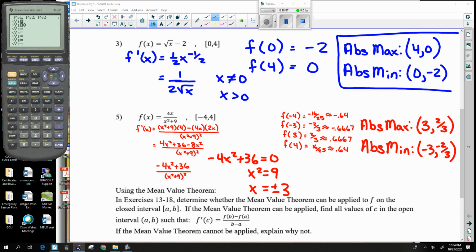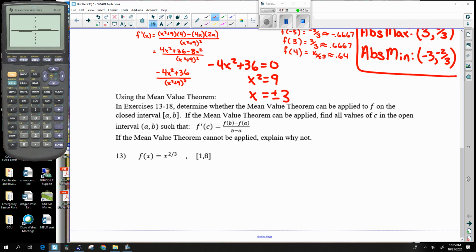This is one that I'm going to check out real quick. So we have 4x divided by x squared plus 9. Okay, I believe it. It doesn't rise or fall very much, but you do see that it has a general sway to it. So okay, I believe it. All right, using the mean value theorem. The mean value theorem states that it has to be continuous on a closed interval, differentiable on an open interval, and then the instantaneous rate of change is going to be equal to the average rate of change, aka a tangent is equal to the general slope.